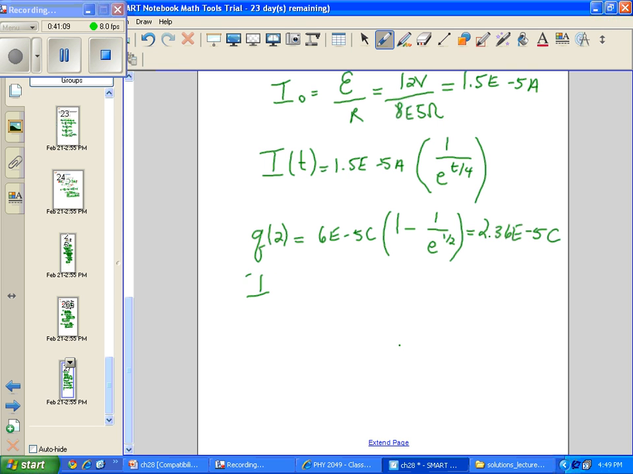The current in the circuit has been reduced so that 1.5 e to the minus 5 amps, the maximum that it can have, times 1 over e to the 1/2, gives us a value of 9.1 e to the minus 6 amps.